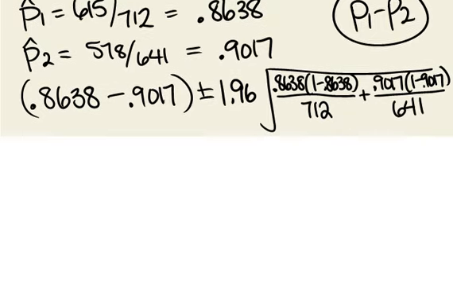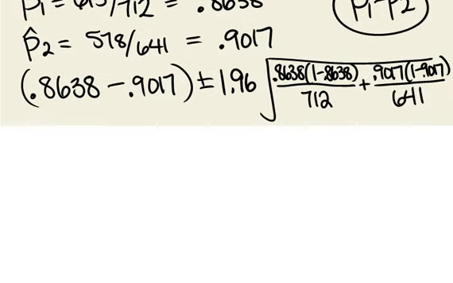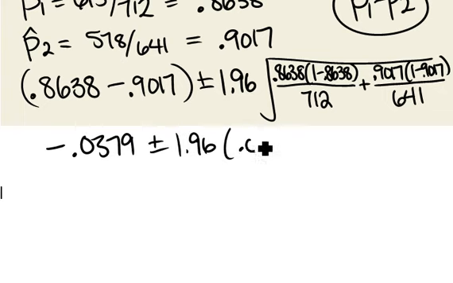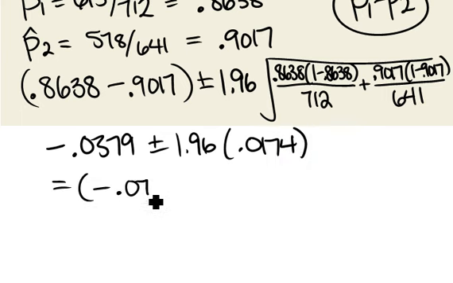So to simplify this a little bit, what you'll end up getting is negative 0.0379 plus or minus 1.96 times 0.0174, which gives us an interval with a lower bound of negative 0.072 and an upper bound of negative 0.0038. So the difference in proportions P1 minus P2 is expected to fall in this range.